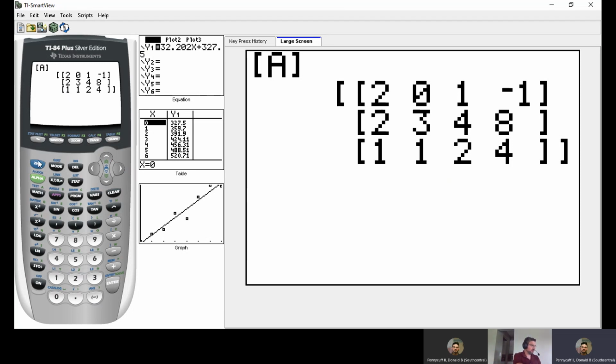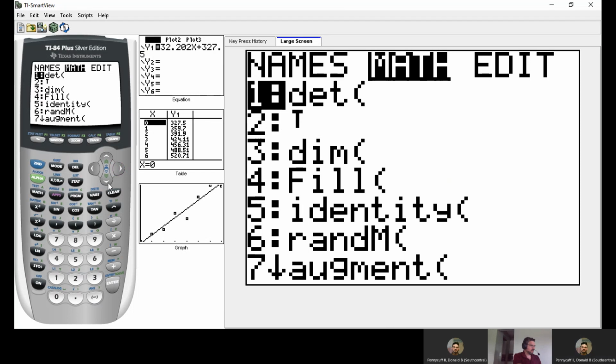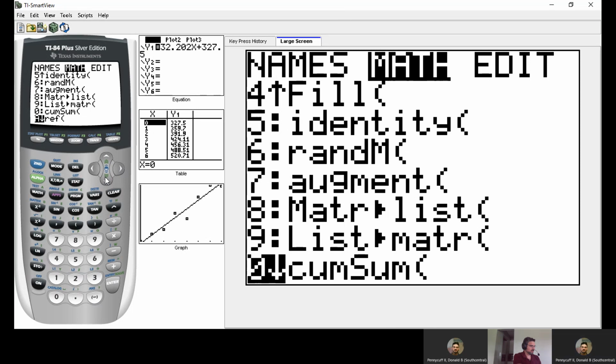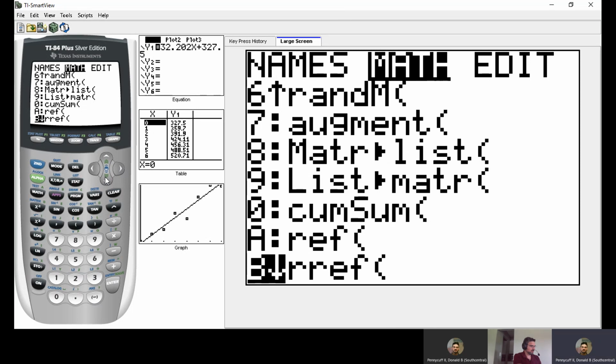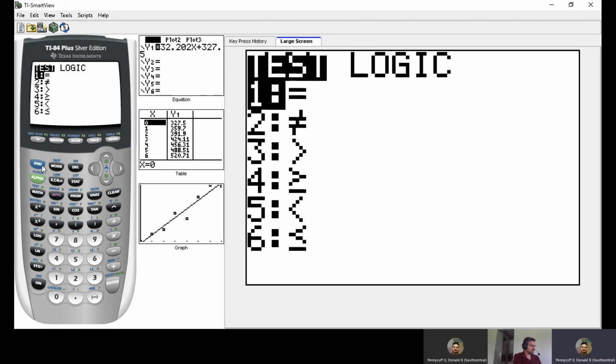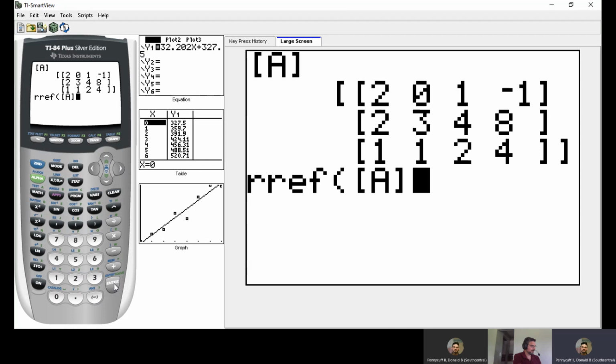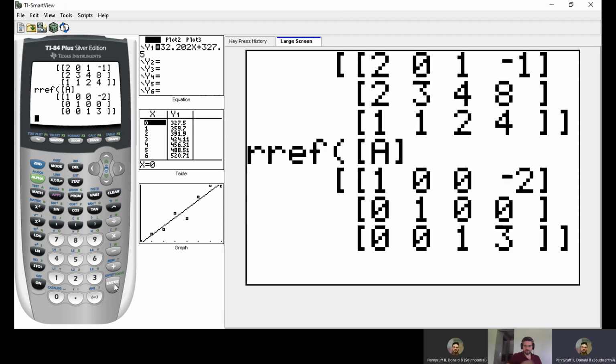Now I can do RREF. And so I'm going to go second, matrix. And now I'm going to go over to math. And I'm going to scroll down until I hit RREF. And it is towards the bottom. So there's REF, I want RREF. Here it is, option B for this calculator. And then I'm going to go back to matrix. Oh, hit the wrong one. There we go. And choose my matrix and hit enter. And so here's what it gave me.